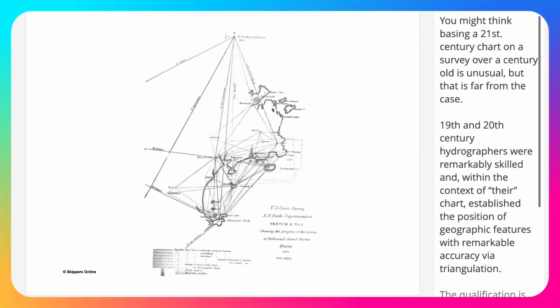You might think basing a 21st century chart on a survey over a century old is unusual, but that is far from the case. 19th and 20th century hydrographers were remarkably skilled, and, within the context of their chart, established the position of geographic features with remarkable accuracy, via triangulation. The qualification is, however, within the words "within the context of their chart." For example, they could chart the position of a dangerous rock relative to other geographic features within a few feet either way.